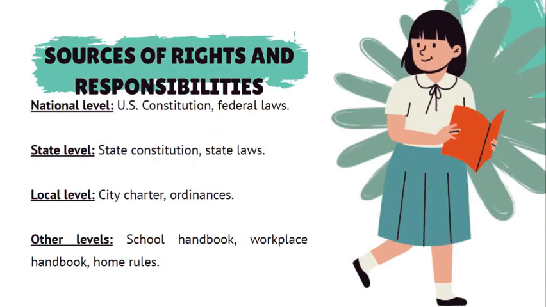So there are sources to our rights and responsibilities. For the United States, we have a national U.S. Constitution and federal laws. These tell us what our rights and responsibilities as citizens of the U.S. are. On a state level, we have the state constitution and we have our state laws. The city of Houston has a city charter and we have ordinances that tell us our local laws. And then, of course, we have our school handbook, code of conduct, stuff like that, the workplace. And then your parents probably have some home rules, which are also rights and responsibilities.